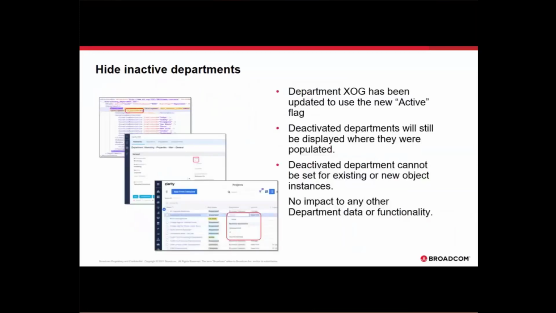We have also updated the department ZOG to include this new active flag. So you have the option to activate or deactivate a department using ZOG. The deactivated department will still be displayed in the Modern UX or Classic where they were previously populated, so that you can go ahead and change that data. However, once you have a deactivated department, you cannot set that department into any other instance where it was not already previously set. No other impact will happen to the department functionality as part of this flag.